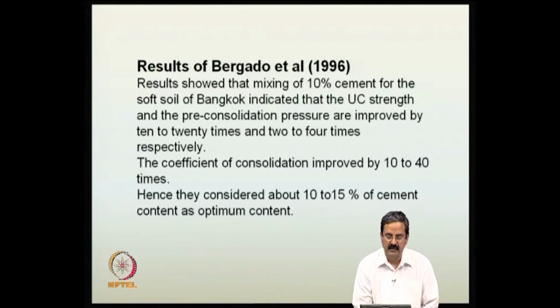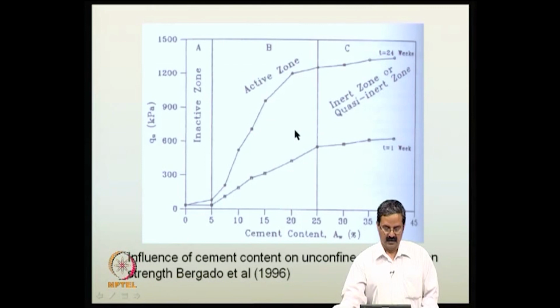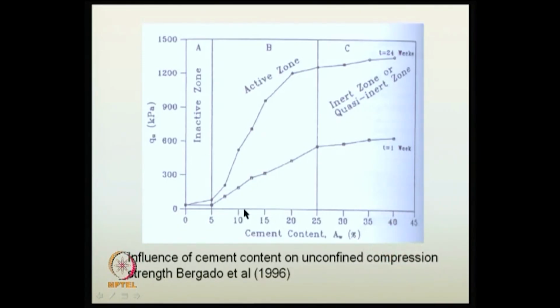So, they considered about 10 to 15% of the cement content as optimum, and they did a lot of work. For example, this is an important observation that they have made. The cement content, about 5%, is an inactive zone, because it needs some time, and once we start increasing to 10 to 15 and so on, it continuously increases, there is no problem with that. It is at 1 week, and then at 24 weeks.